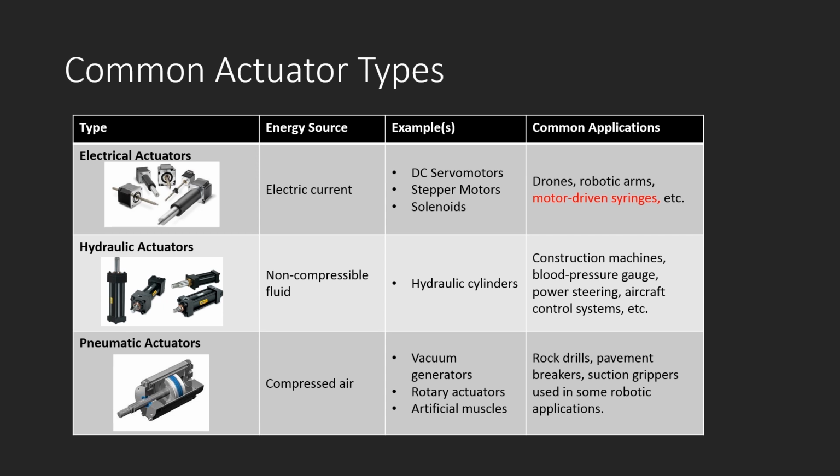Pneumatics use compressed air to generate power. Examples include vacuum generators, rotary actuators, and artificial muscles. Some examples that use pneumatic actuators are rock drills, pavement breakers, and suction grippers.